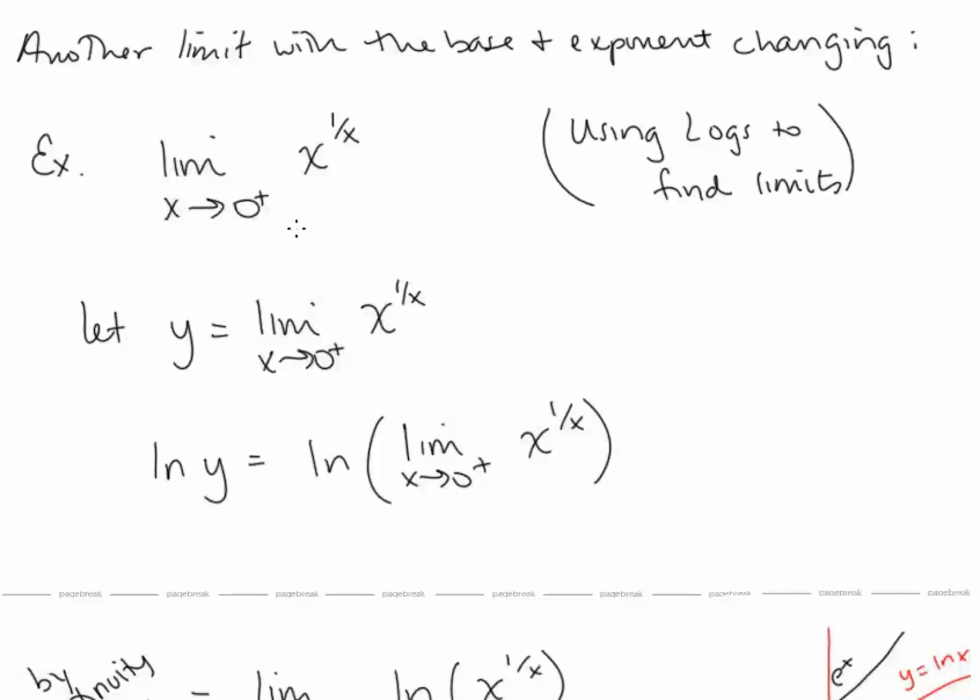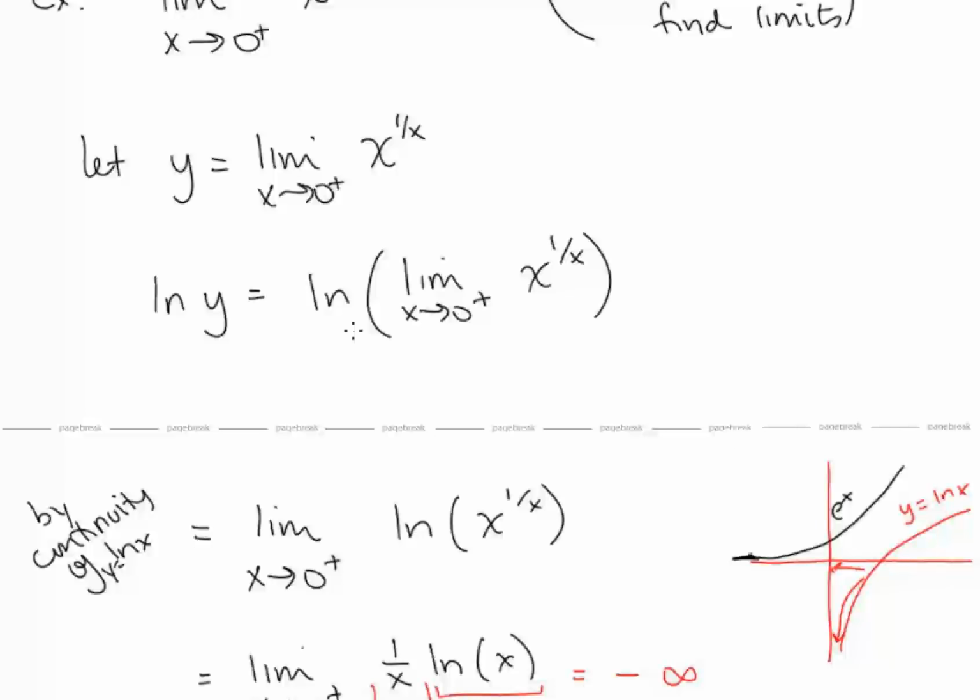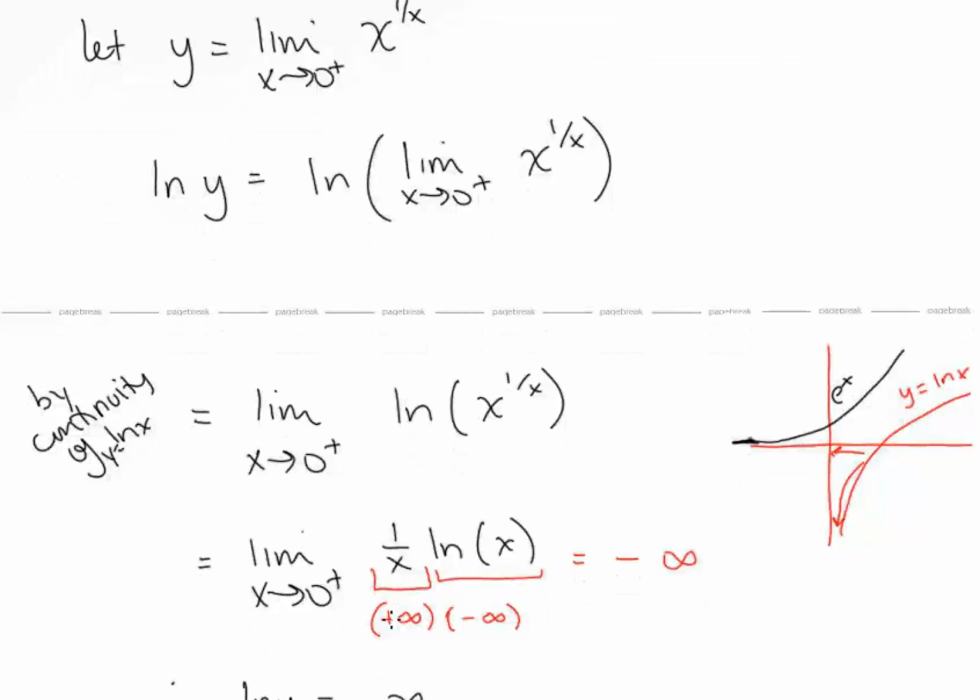We're asked to find this limit, so we're going to call this limit y. y is equal to the limit as x goes to 0 from the right of x to the 1 over x. Because we have the variable in the base and the exponent, we're going to take the natural log of both sides. And on the right-hand side, we're going to pull this limit out of the logarithm, again by continuity. So we have the limit as x goes to 0 from the right of ln of x to the 1 over x. And now by laws of logarithms, we can take the 1 over x down in front of the log. So now we're here.